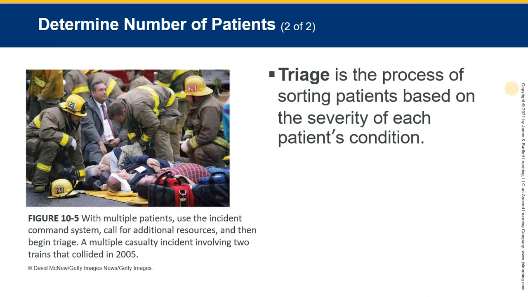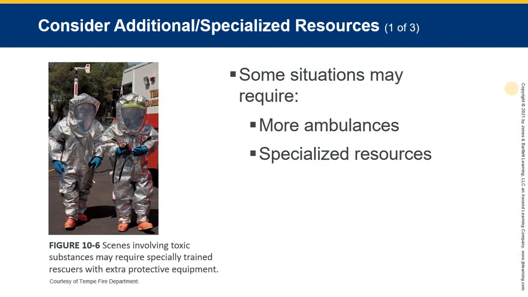If there's a lot of people on scene, what we're going to do is called triage, which is something you need to know about. Triage is just sorting and prioritizing the patients based on what their problem is. Some of the things you might need are more ambulances, or if there's a hazmat spill, you can call the hazmat team in.